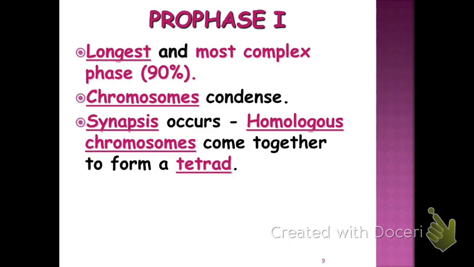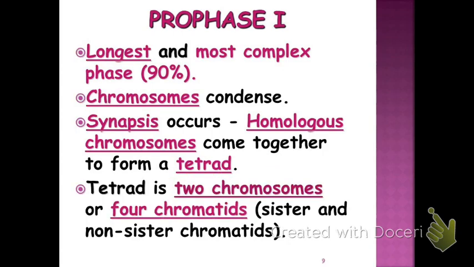So the prefix tetra means 4. All right, we're going to talk about what a homologous chromosome is coming up soon, so let's just keep that vocabulary in the back of our mind. All right, so synapses is when these come together to form 4. So a tetrad is 2 chromosomes or 4 chromatids. So this is going to be 2 sister chromatids and 2 non-sister chromatids. So let's take a look on the next slide at what I mean.